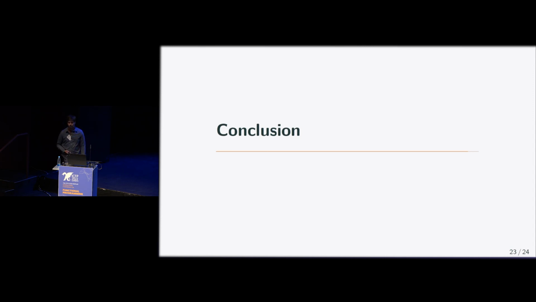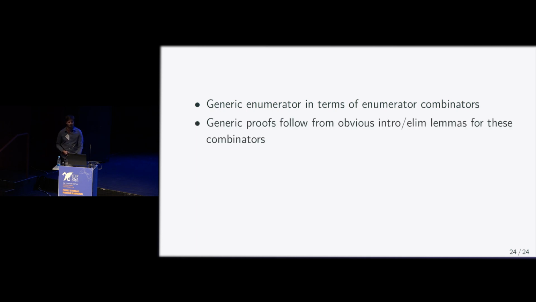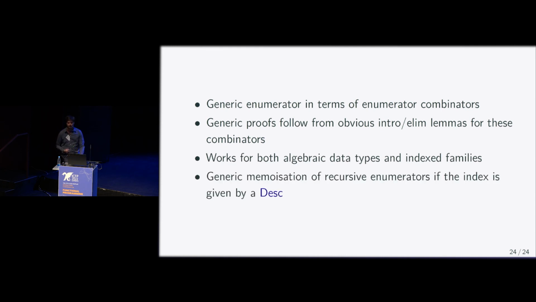Then, in conclusion, just to wrap up, if you need to take away a few things from this talk, it's going to be that you can define generic enumerators in terms of these very natural enumerator combinators, that the generic proofs follow from similar natural introduction and elimination lemmas for these combinators. This approach works for both algebraic data types and index data types. And we can even define generic memoization on the index if this index is given by a regular description.